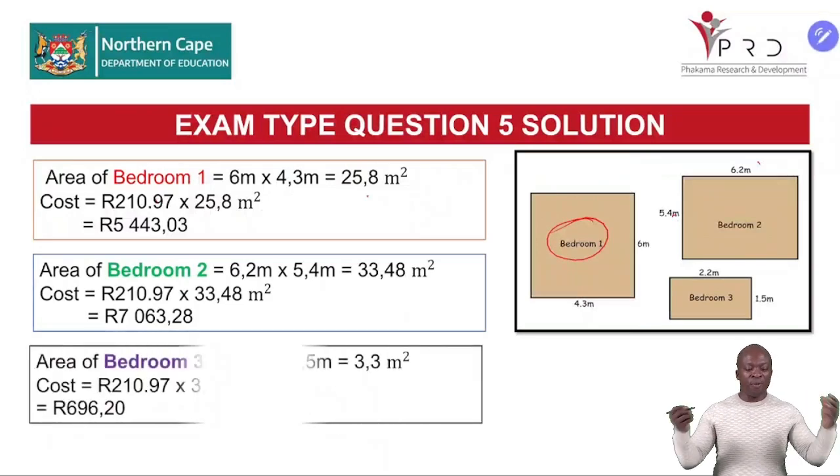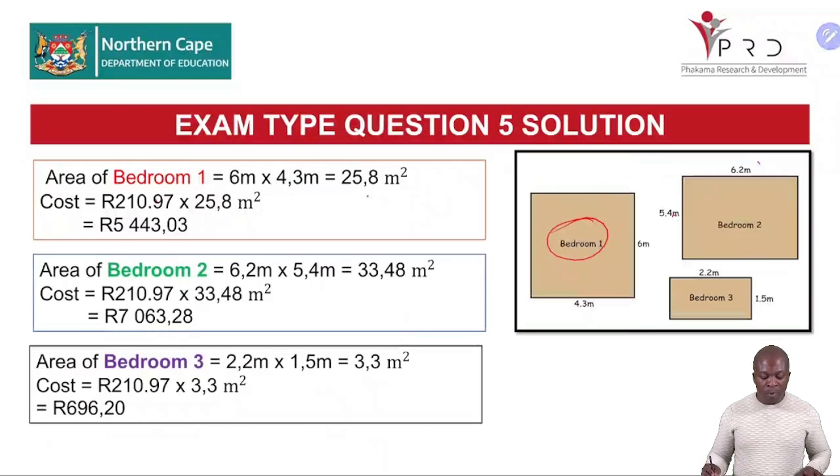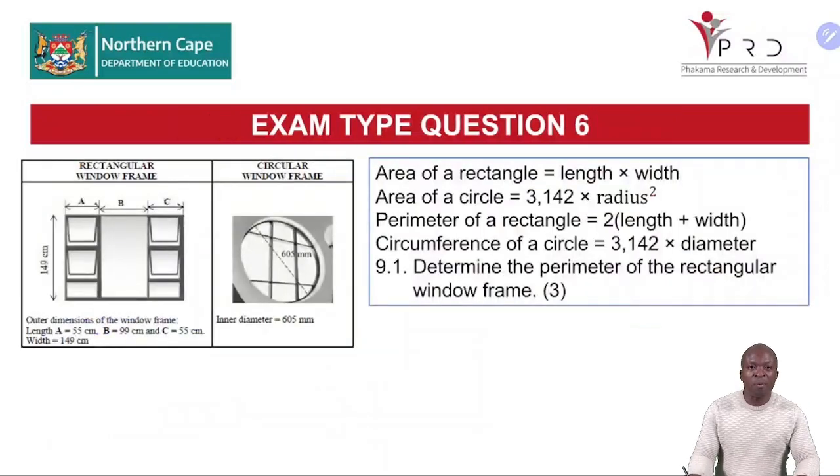So now let us review the third one. Bedroom 3 was 2.2 meters times 1.5 meters, and that gave us 3.3 meters squared. Again, we multiply that by the price, and that gives us 696 rand 20 cents. I trust that you did get them correct. Let's look at something different.